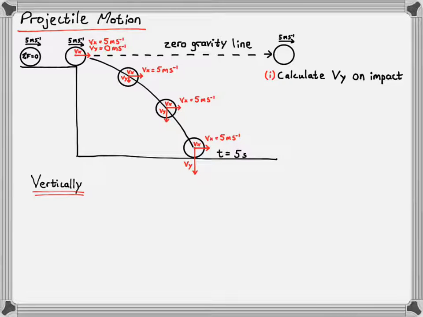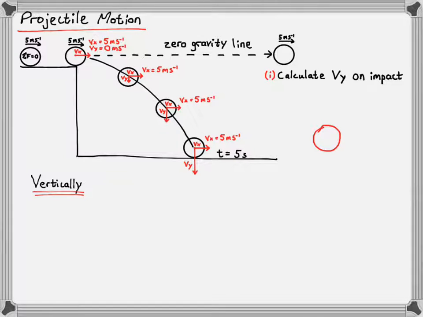In other words, when we deal with the vertical part of the object's motion, we completely forget about the horizontal motion. Okay? And that can be a little bit confusing. But if we forget completely about the horizontal motion, what is the stone doing vertically?